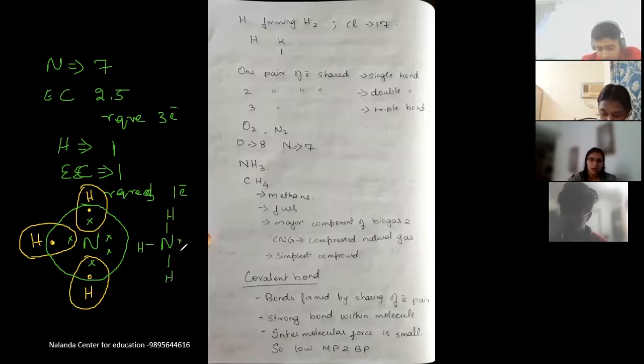So it will be like NH3, with a lone pair of electrons. You don't have to be bothered about this. Just write all these three bonds. All right, this is the dot structure. Are you guys clear with NH3?